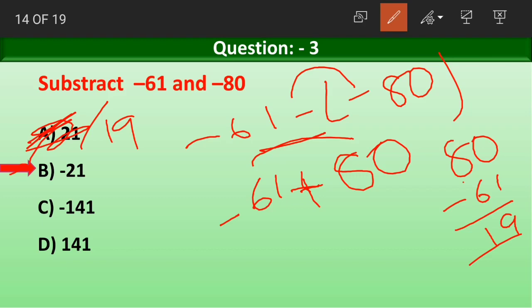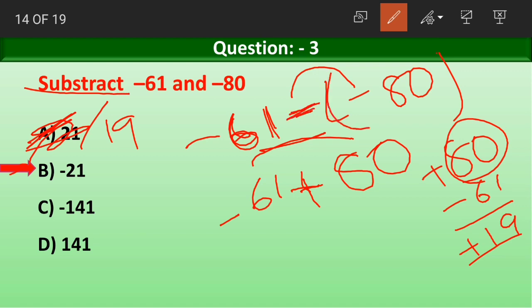Again, if you apply the rule of higher absolute value, the number with the higher absolute value is 80. It has a positive sign, so the answer also has a positive sign. Is this clear, class? The first integer is minus 61. Then as they are asking us to subtract, we put the minus sign, then the second integer is minus 80, so we put it inside a bracket as it also has a sign of its own.